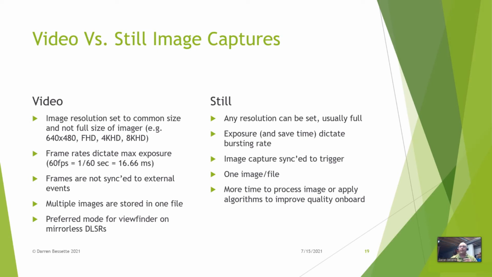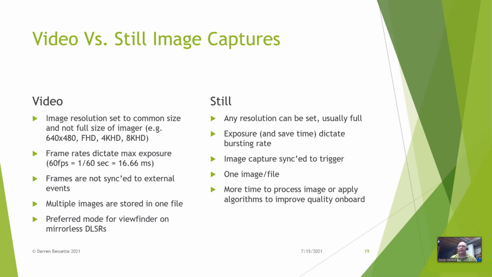The frames themselves will start and are triggered asynchronously, meaning they're not synchronized to any external event in any way. They just happen one after another based on the exposure and the timing of how the sensor is set up. All the images are typically stored into one file, and they use different techniques to compress and minimize how big the file is. But we're able to have the images in that one file, with multiple frames within it. And it's often what is used for the viewfinders for a lot of the mirrorless DSLRs.